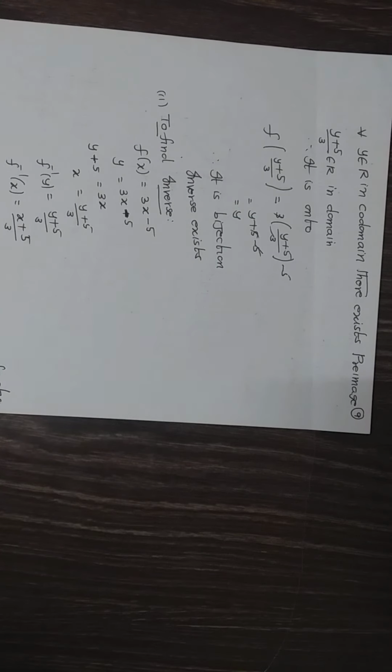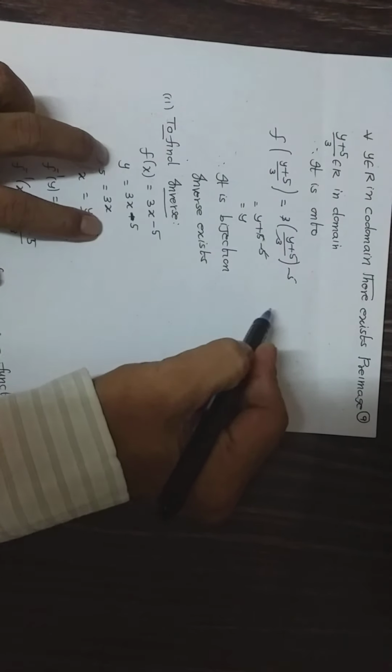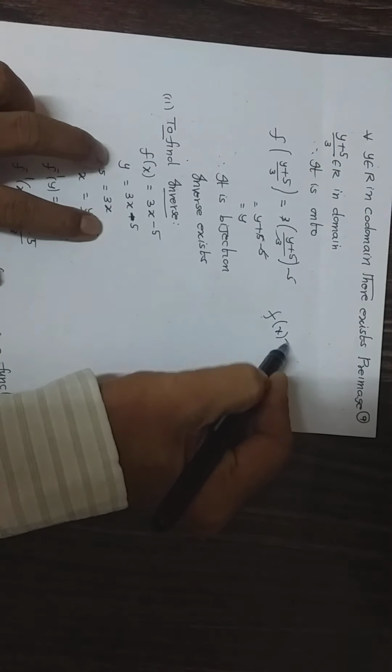Okay sir, we proved it is onto, but how will you check whether it is onto or not? You should check this condition, like f of x is equal to y.